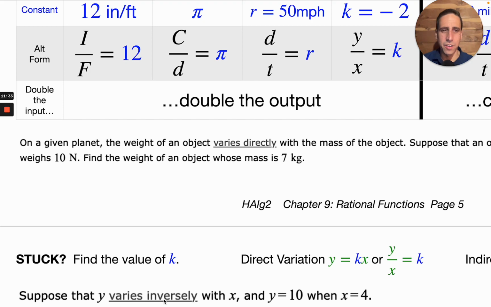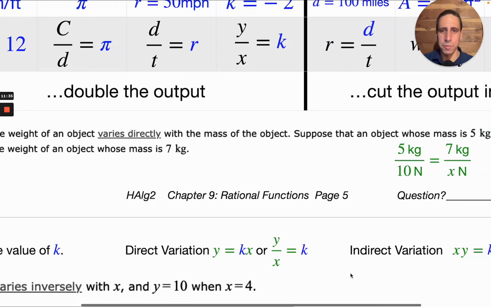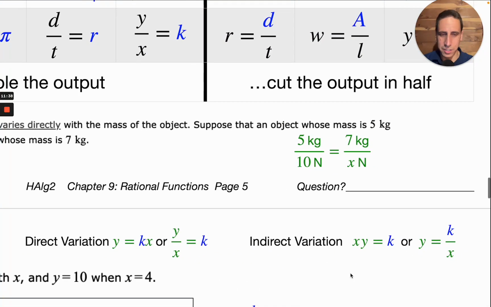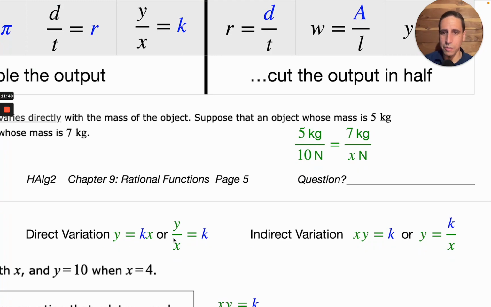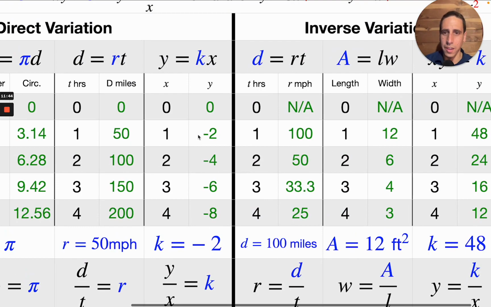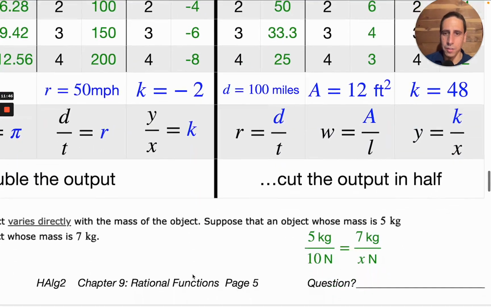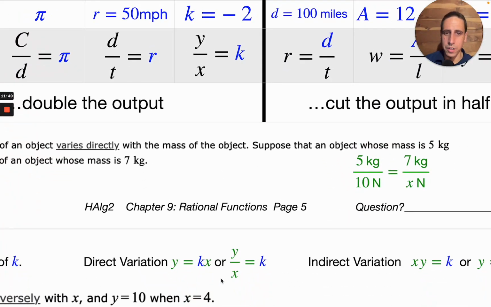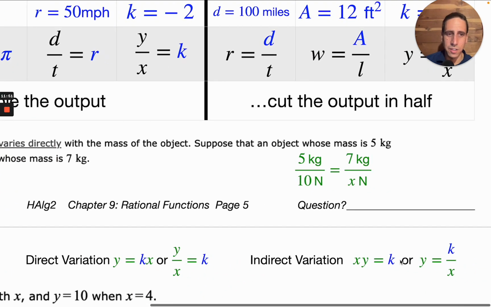It's also kind of handy to know what equations you're dealing with when it comes to direct variation or indirect variation. For direct variation, we'll use these equations that we've used. You can see they're over here, y equals kx and y over x equals k. Those are the direct variation equations, and then the indirect variation equations are these over here.